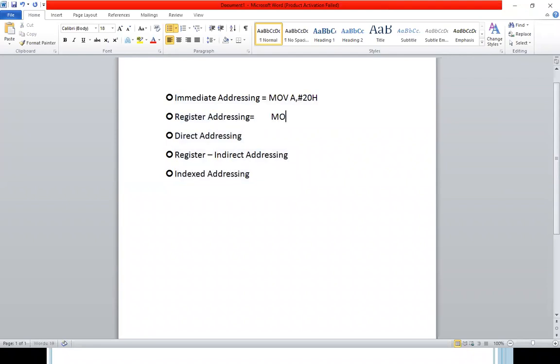Register addressing mode means MOV A, R0. Okay. Direct addressing mode means what? MOV A, 20H. I am writing the same 20H, not hash. And then indirect addressing mode means what? Indirect addressing mode: MOV A, @R0. It is the register indirect addressing.